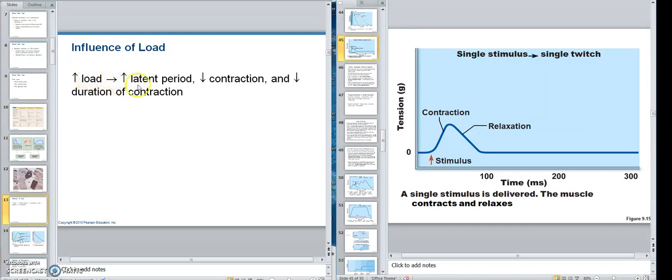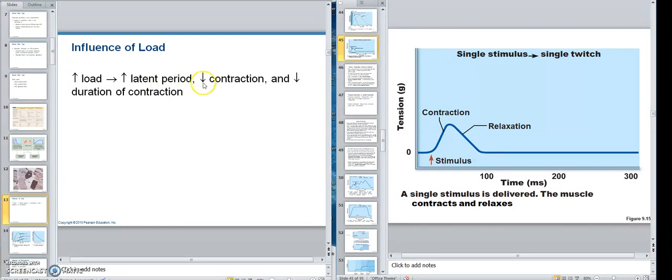Okay, so here we go again. If you increase the load, the latent period is longer. The contraction itself, not the tension, but the contraction itself is somewhat decreased because you can't lift it. Contraction is going to be that shortening. Now think about it. In this case, the contraction is the shortening. So think about a 200-pound weight, and let's say you could lift it. That's an increased load. It's going to take longer to finally get the recruitment to try to lift that 200 pounds.